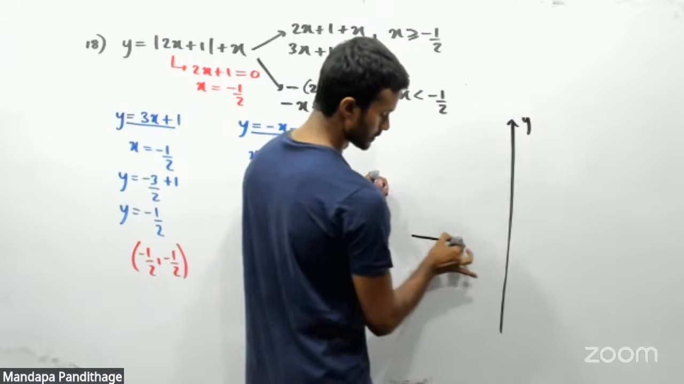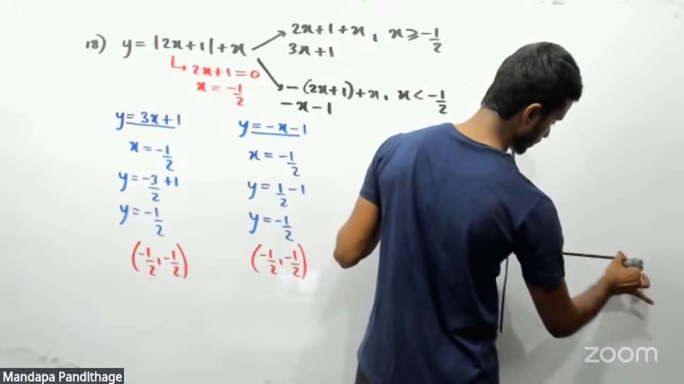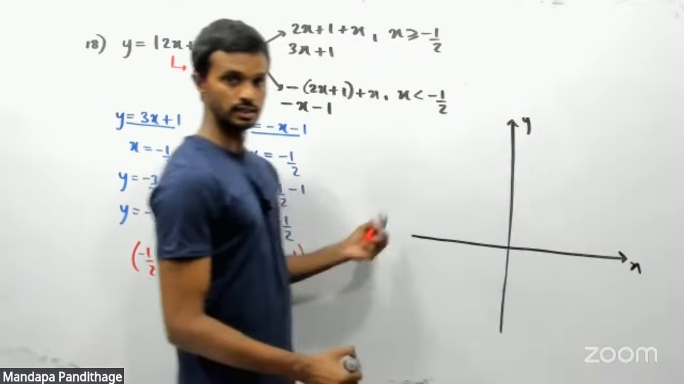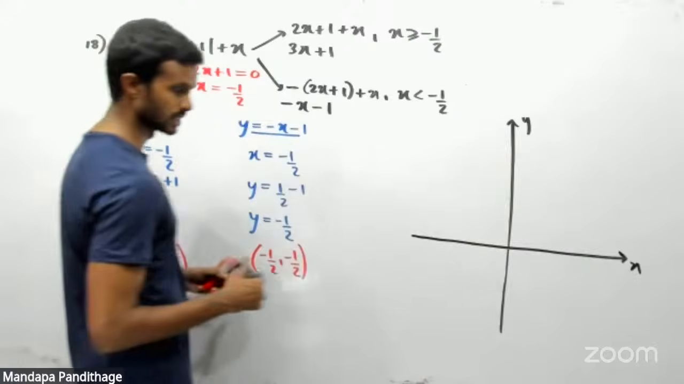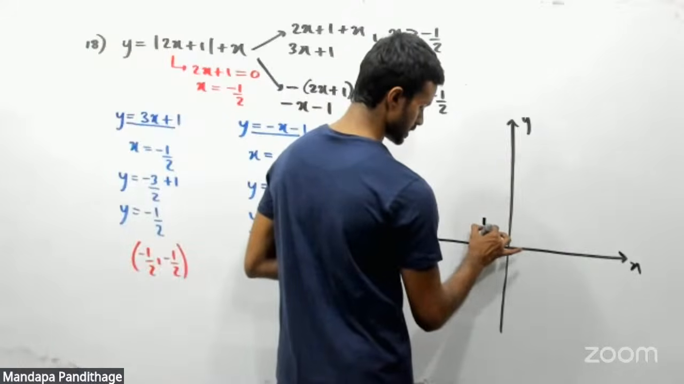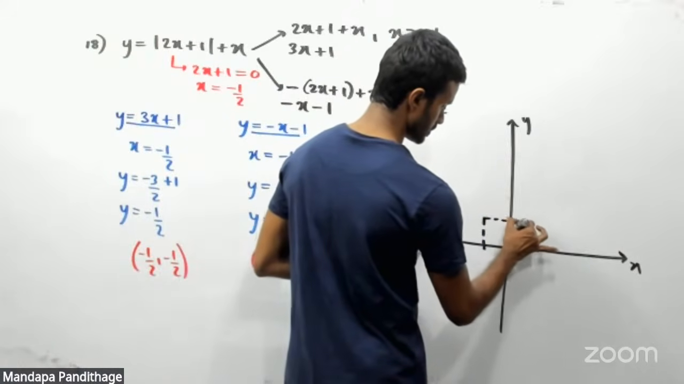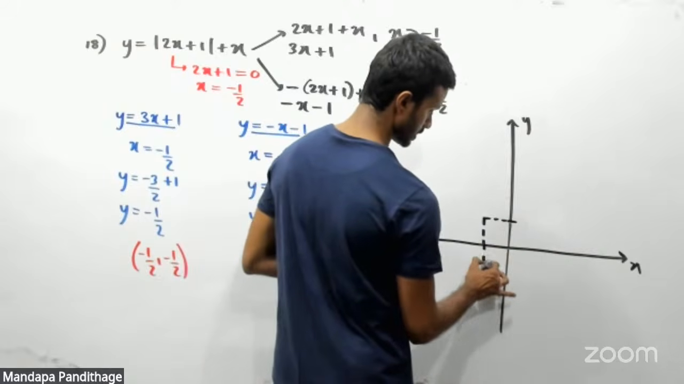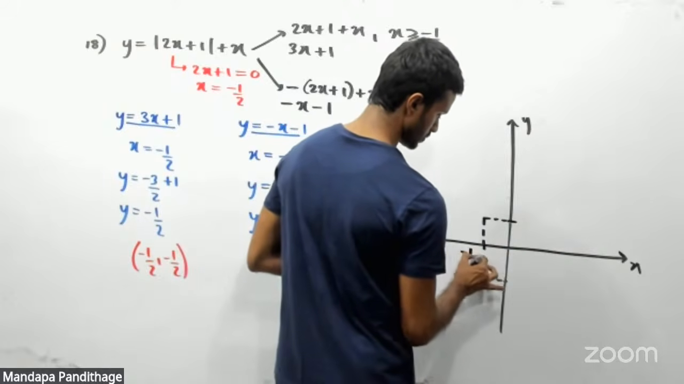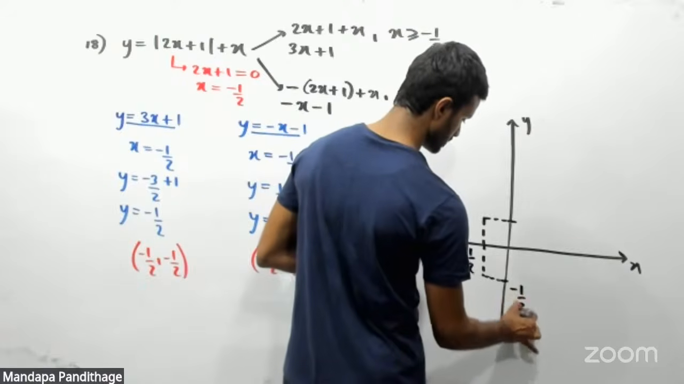So draw the two straight lines separately, and then you can figure out what the paths are that you need to consider. It is going through minus half, minus half, which means going through this point.